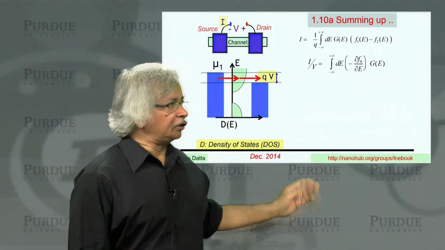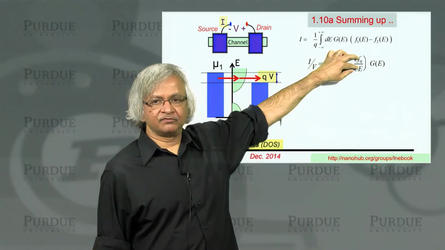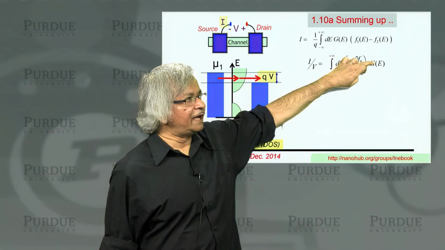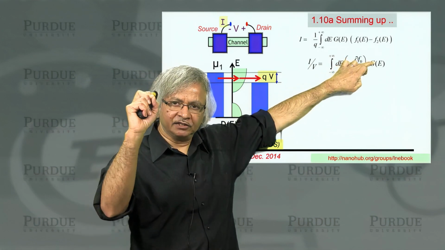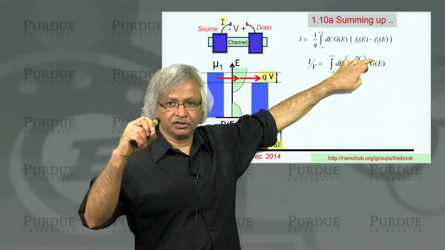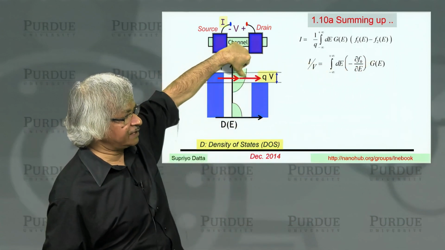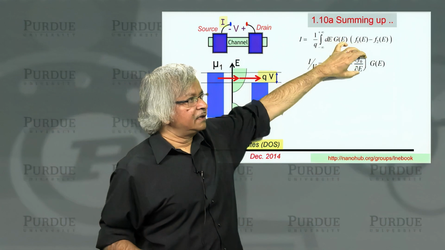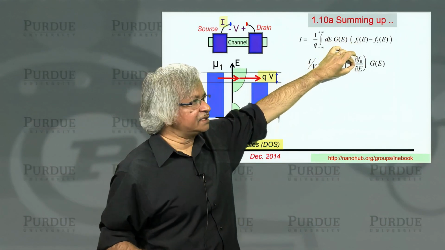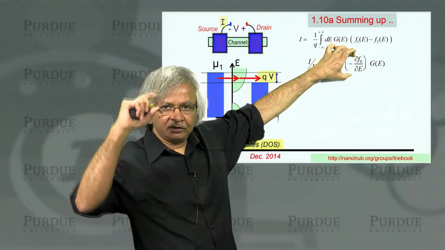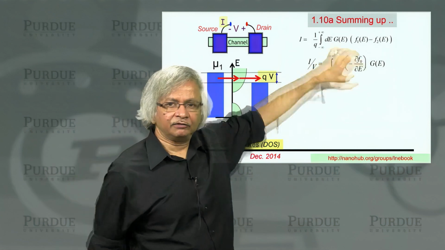And if you're at low temperatures, then this function is very sharp. And so the value of this only at the Fermi energy, or this chemical potential, is what matters. So what matters is only the values right there. Whereas if you are at relatively high temperatures, then you have to average over an energy window of the order of kT.